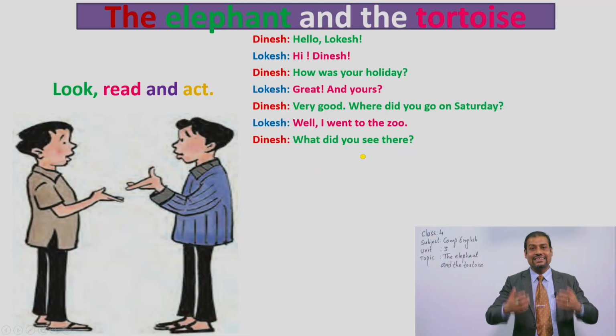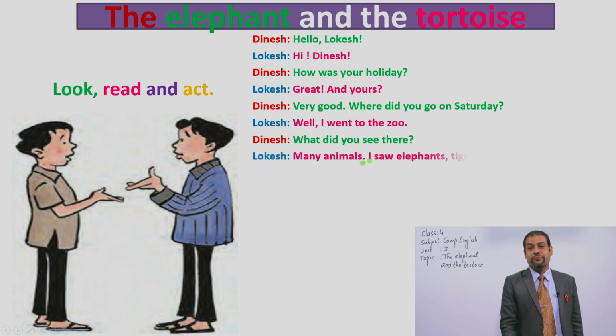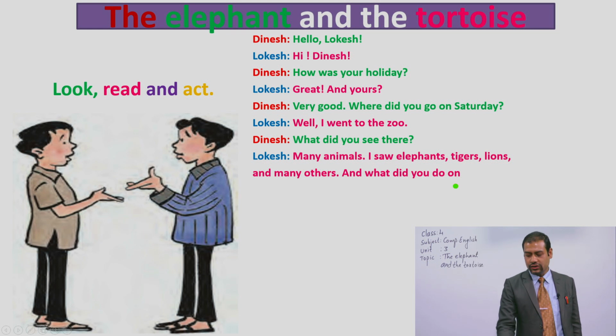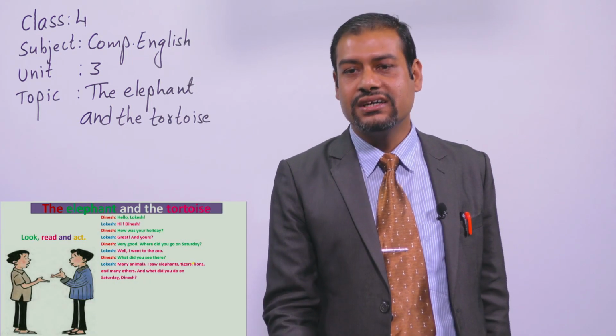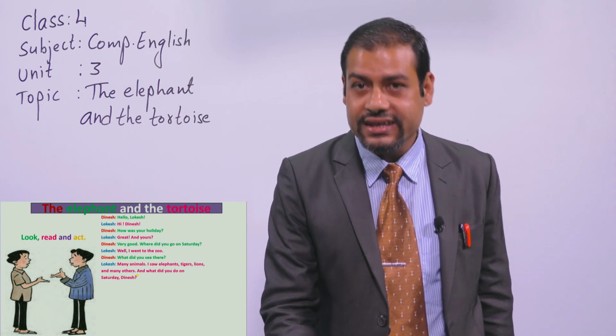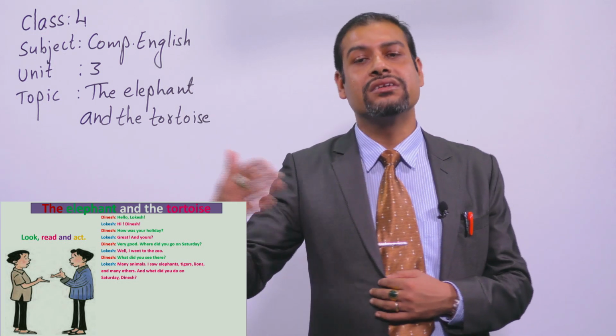Now, again, Dinesh says, what did you see there? See, Dinesh is excited to know what Lokesh saw in the zoo. That's why he is asking this question. So, can you tell me what might be the animals Lokesh saw there? Let's check. Many animals. I saw elephants, tigers, lions, and many others. And what did you do on Saturday, Dinesh? Now, Lokesh said that he had seen elephants, tigers, lions, and many other animals in the zoo. And Lokesh also asked Dinesh what he did on Saturday, okay.